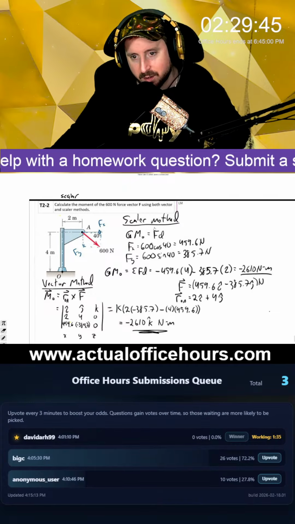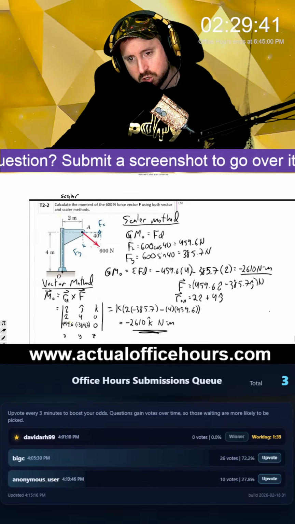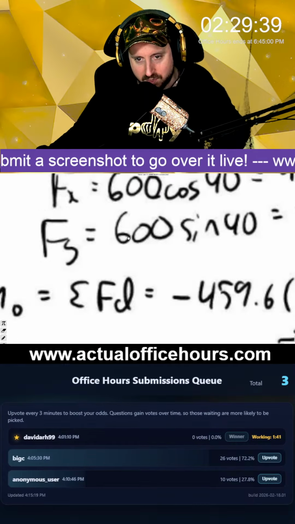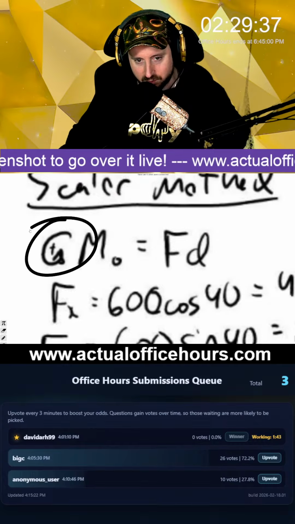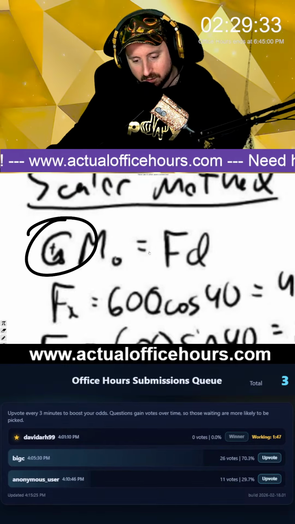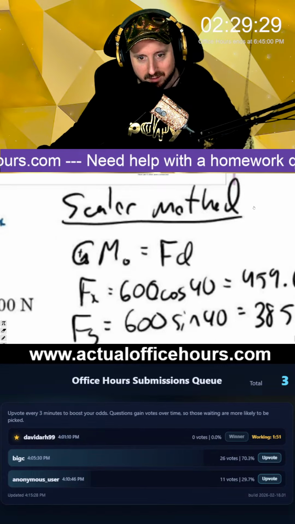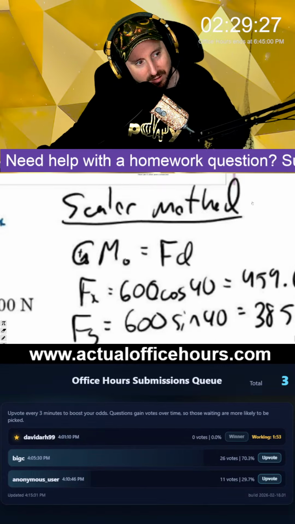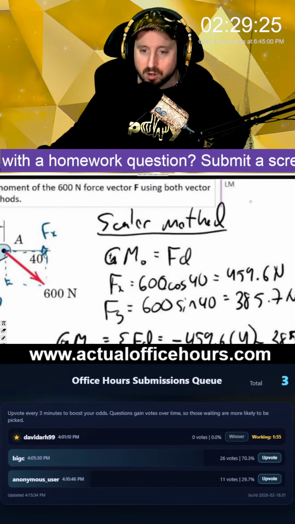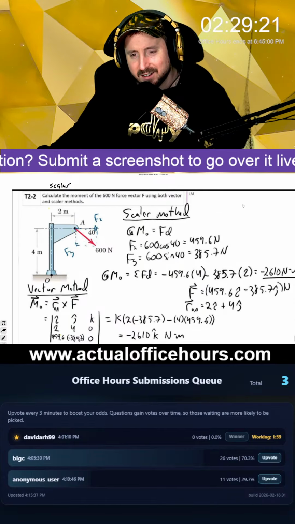Scalar method? I get it. They're saying, let me see this. Sorry, what symbol is this? G with a cross in it? Up, what is that? Special G? Oh, sorry. That's the direction. Sorry, it looked like a G for a second. Okay, my bad.